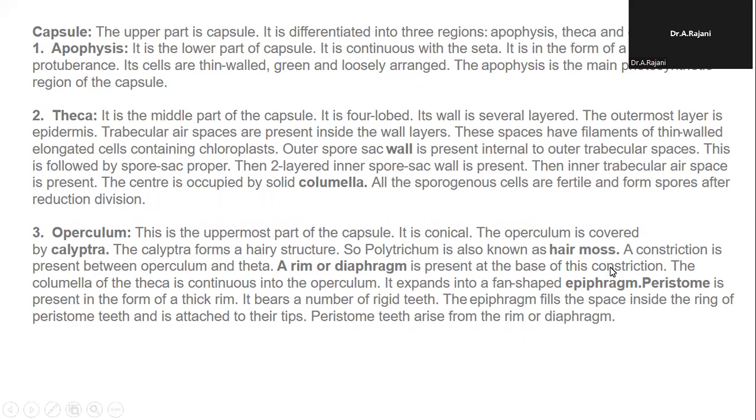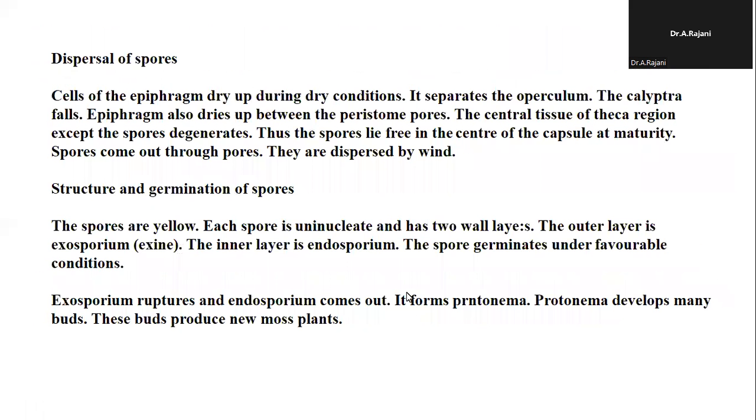And this peristomal teeth as well as the diaphragm, it plays a role in the dispersal of these spores. When the capsule is matured, at that time, the diaphragm and this peristomal teeth, they become dried up. They won't absorb the water. They completely become dried up. So due to the drying of the tissues over here, they become very loose, and simply the spores are liberated out by the pushing of the lid outside. So they play a role in dispersal.